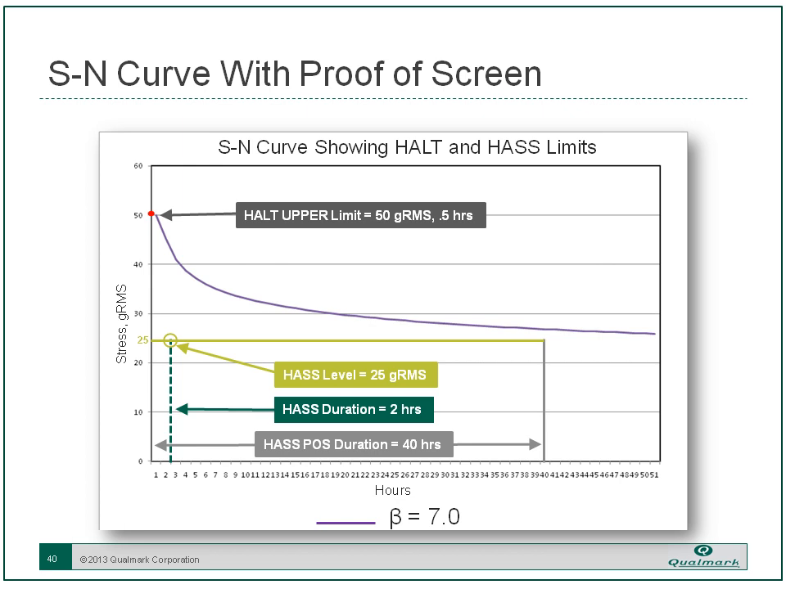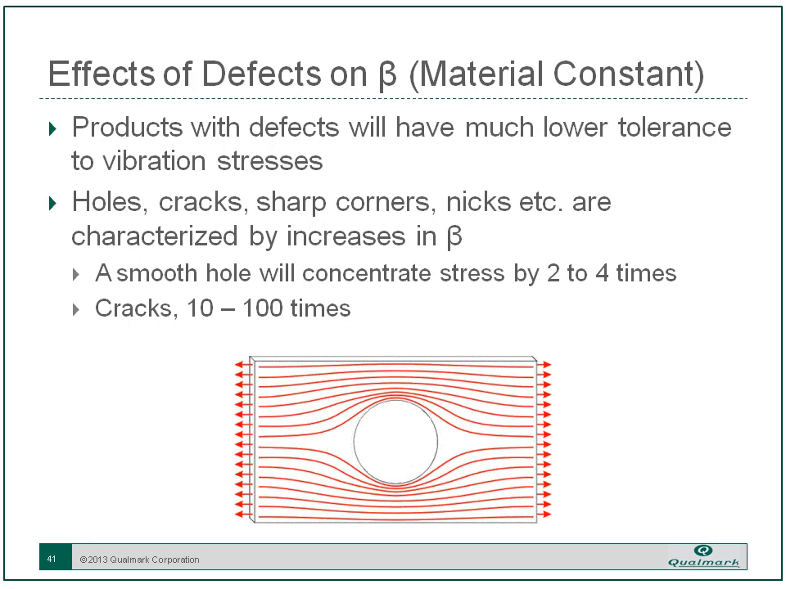Now, if a product has a failure, think of it in terms of defects in materials. If you have even just a hole, which is the least stressful defect that you can have, you will see an increase in beta of 2 to 4 times. If you have a crack, it will increase beta 10 to 100 times on a material. So the SN curve will be much lower for a material that has a defect in it.